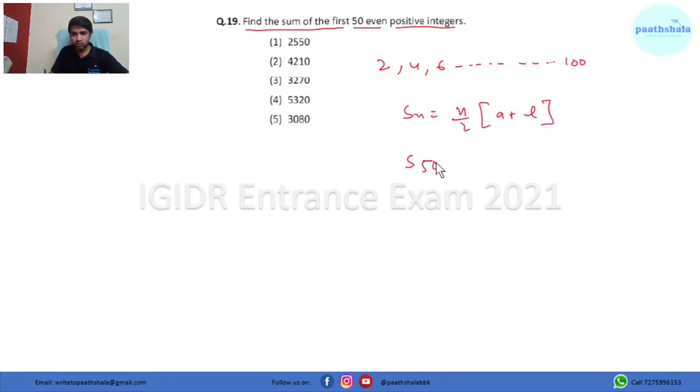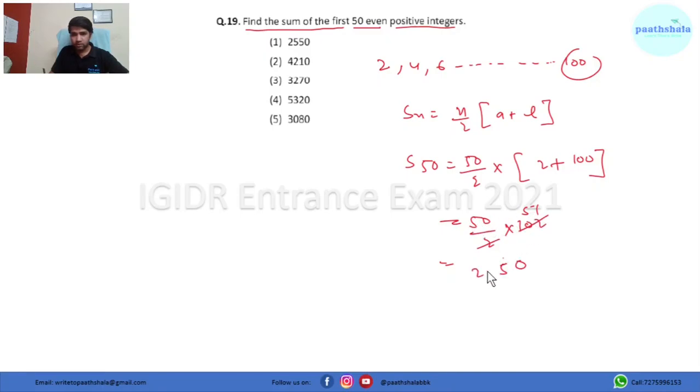So S50 will be equal to 50 upon 2 into (first term is 2 and last term here I have 100). So this comes out to be 50 upon 2 into 102. If you solve it, this will be 51 multiplied by 50. So this will be 0, and 5 1s are 5, and 5 5s are 25. So the answer is 2550. So option 1 is the right option.